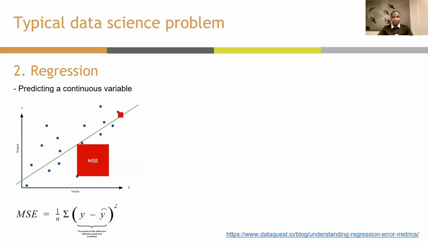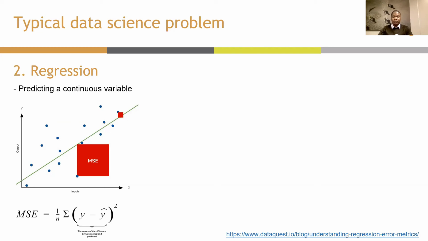Now the next problem that you're going to find is regression. Here you're not predicting a class, but you're predicting a continuous variable, right? So you're trying to model the relationship between inputs and output. For example, your input could be the weight of a car, and the output could be fuel consumption. The model would then say, for this weight, I predict that it's going to consume this amount of fuel.